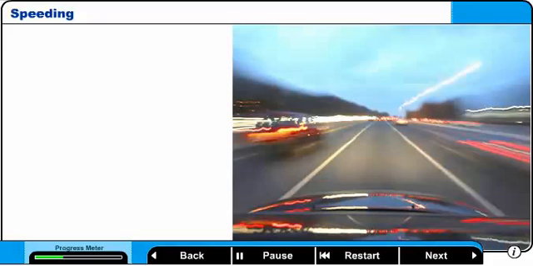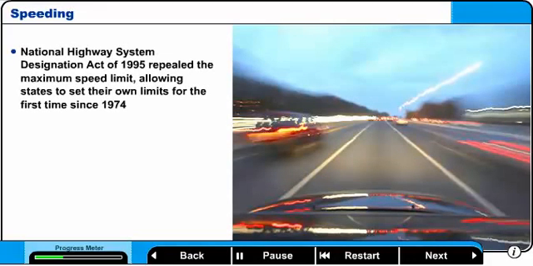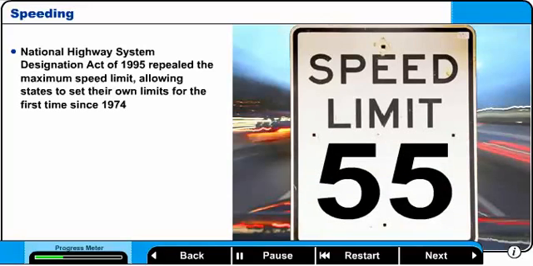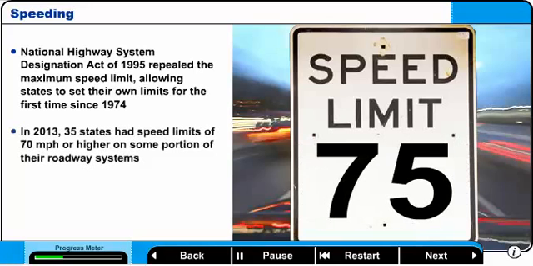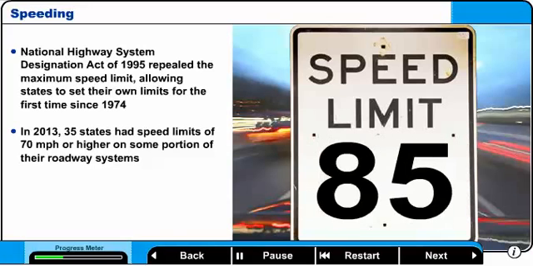The first preventable error we'll examine is speeding. The National Highway System Designation Act of 1995 repealed the maximum speed limit, allowing states to set their own limits for the first time since 1974. Many states quickly moved to raise speed limits on both rural and urban interstates and limited access roads. According to the Insurance Institute for Highway Safety, in 2013, 35 states had speed limits of 70 miles per hour or higher on some portion of their roadway systems.